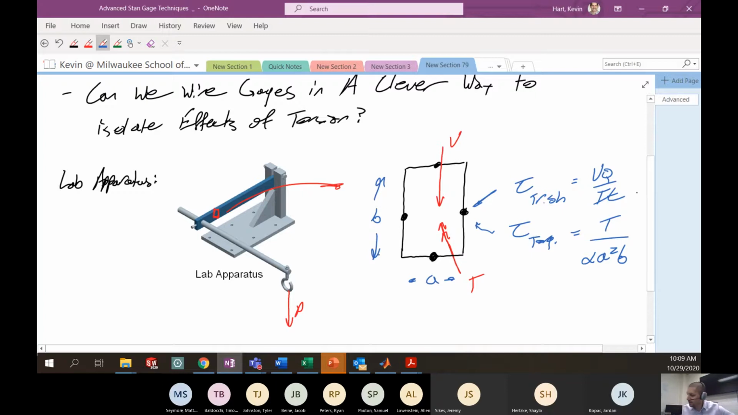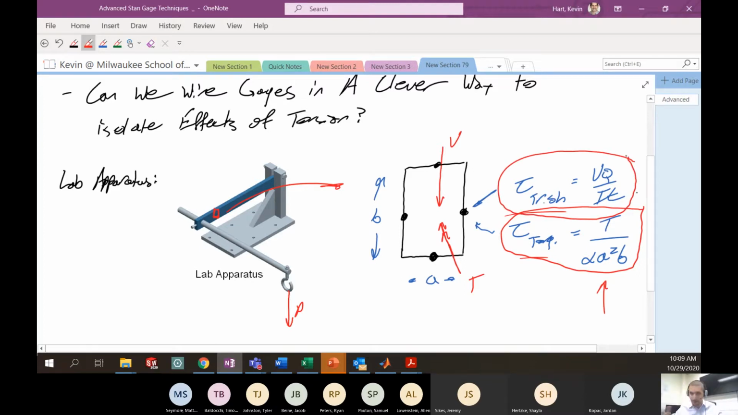Okay, so we have multiple effects happening, transverse shear and torque. My question then is, is there some way that we could wire strain gauges on our actual apparatus so that we only see effects of this one? If we could do that experimentally, then we could directly compare our theoretical values, which we might measure as that equation there, to what we're actually measuring from the experiment. So more or less getting rid of this noise here. Can we neglect this?